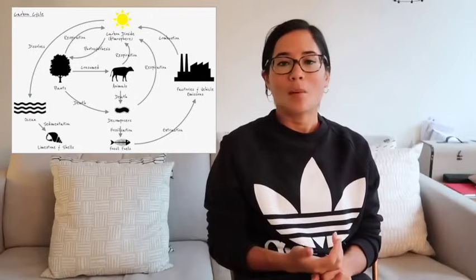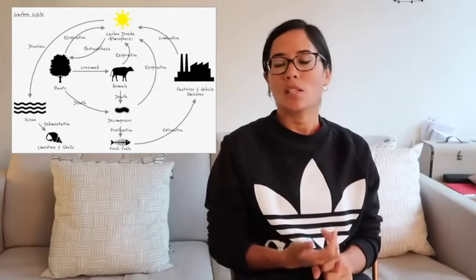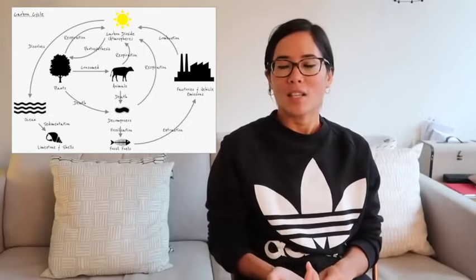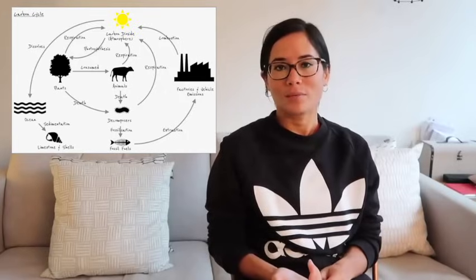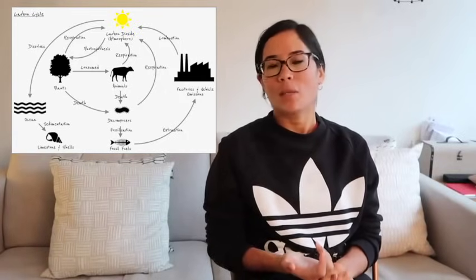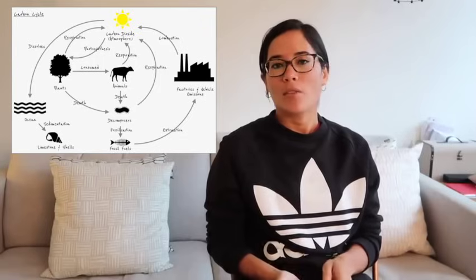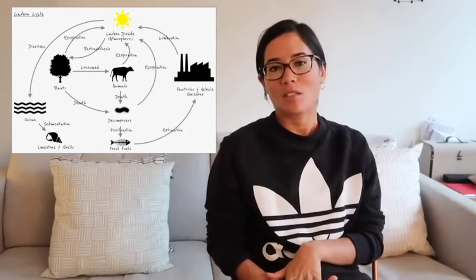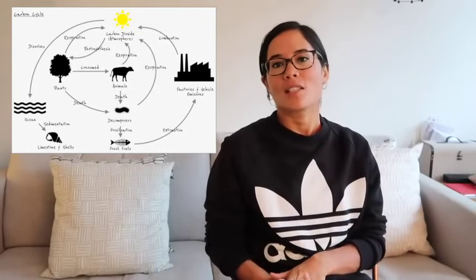The plants are eaten by animals, and so that carbon that was part of the plants becomes part of the animal body, and then the animal respires again, releasing carbon dioxide into the atmosphere. Lastly, plants and animals inevitably die, and then this is where decomposers come in. They break down that dead material and they respire, again releasing carbon dioxide.